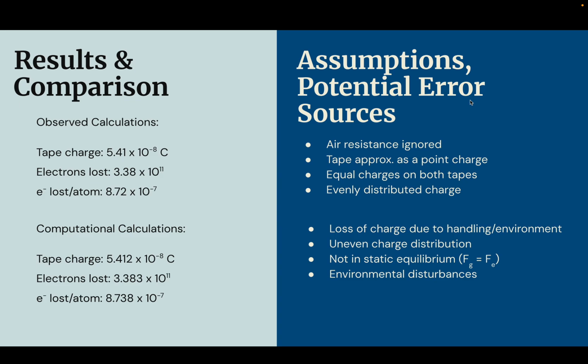Some assumptions that were made were that air resistance was ignored, tape was approximated as point charges, equal charges were on both tapes, and the charges were evenly distributed. Some potential sources of error are loss of charge due to handling or the environment, uneven charge distribution, not being in static equilibrium, or environmental disturbances.